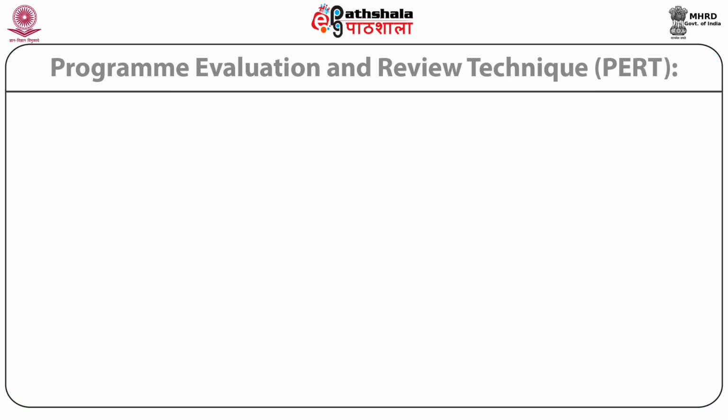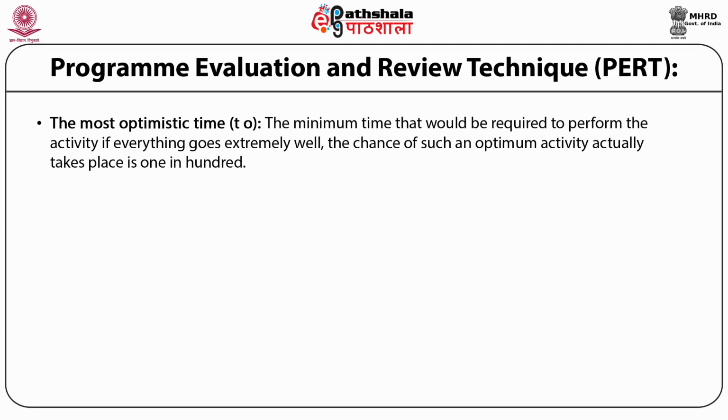It depends upon three time estimates of activities. In PERT, these three estimates of time are given below. The most optimistic time, TO, is the minimum time that would be required to perform the activity if everything goes extremely well. The chance of such an optimum activity time actually occurring is 1 in 100.